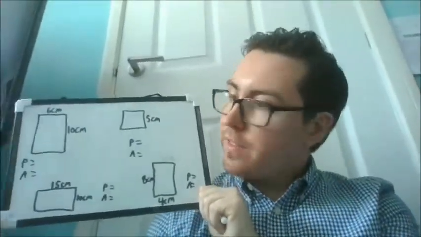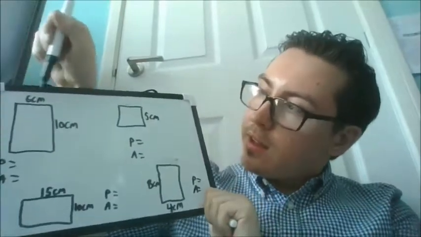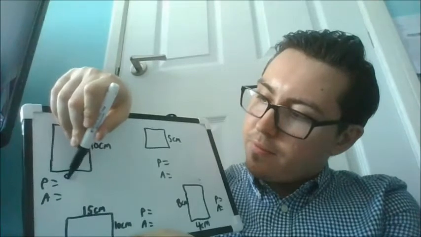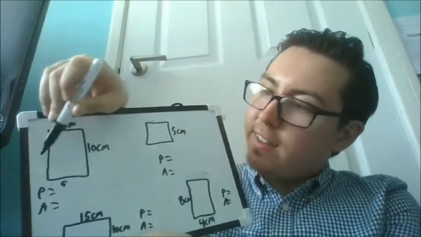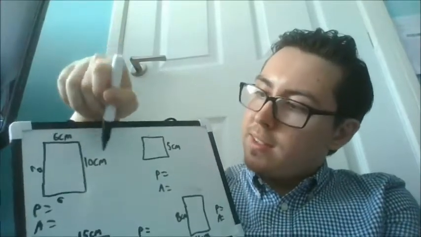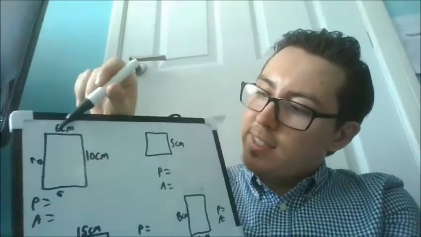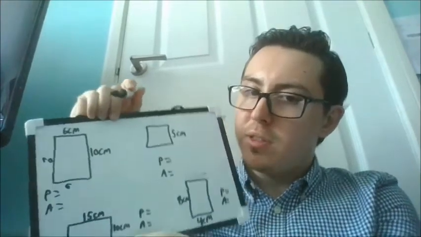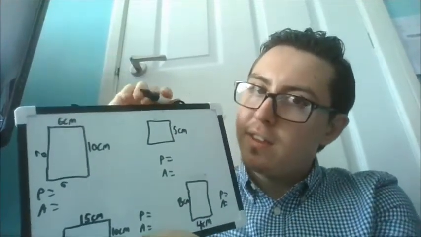So for the perimeter of this shape up here, the opposite side is 6. Let's write 6 here. The opposite side of this is 10. We add that together to find the perimeter. 10 add 10 is 20. 6 add 6 is 12. 20 add 12 is 32. The perimeter of this shape is 32 centimeters.